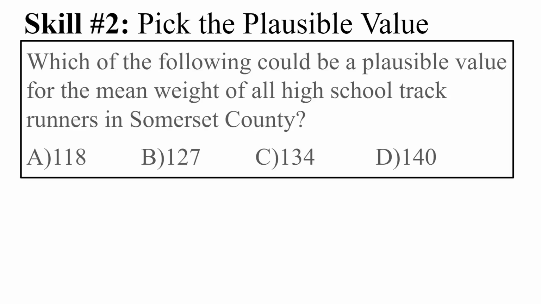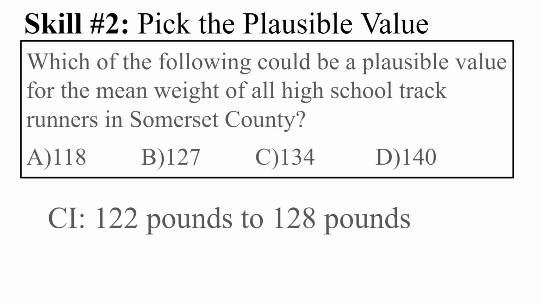So super quick. We're just going to do the same exact problem as before. Our confidence interval was 122 pounds to 128 pounds. So we just examine all of these and see which one is between 122 to 128. And the only one that is B, 127. So you see, not so bad. Let's go over both of them at the whiteboard now.